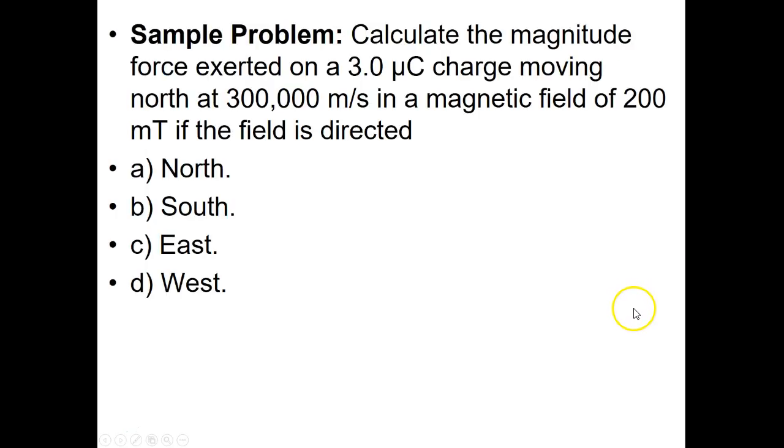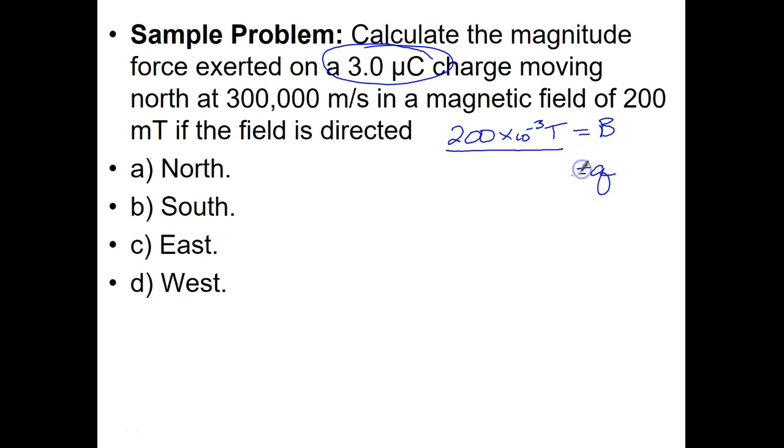First sample problem says they want us to calculate the magnitude of a force exerted on a 3 microcoulomb charge moving at 300,000 meters per second in a field of 200 millitesla. And so the first thing we probably need to do here is go ahead and take that 200 millitesla, which is 200 times 10 to the negative third Tesla, and just convert it. So there we go. Now we've done the conversion. That is B. 3 microcoulombs is going to be our Q. So Q here is 3 times 10 to the negative 6 coulombs. And then here we already have meters, so we're set with the speed.